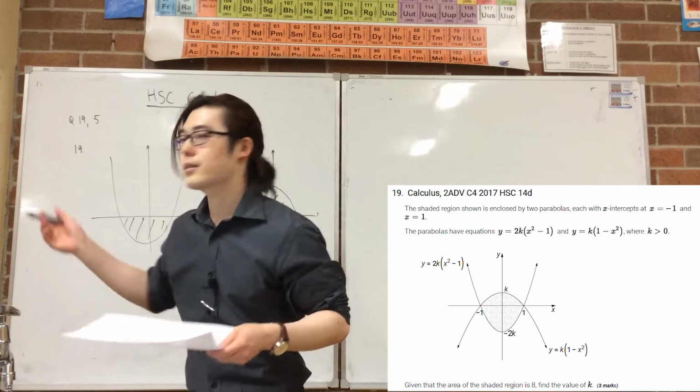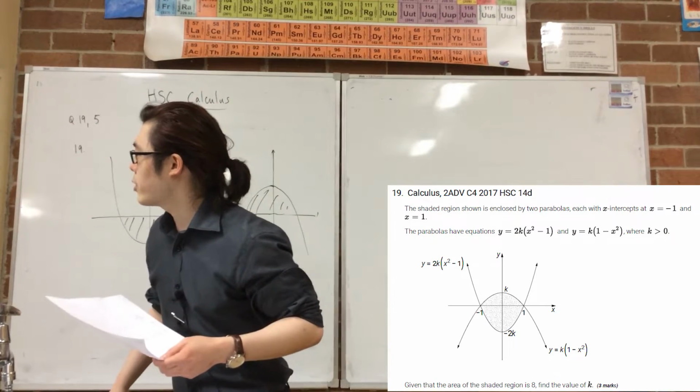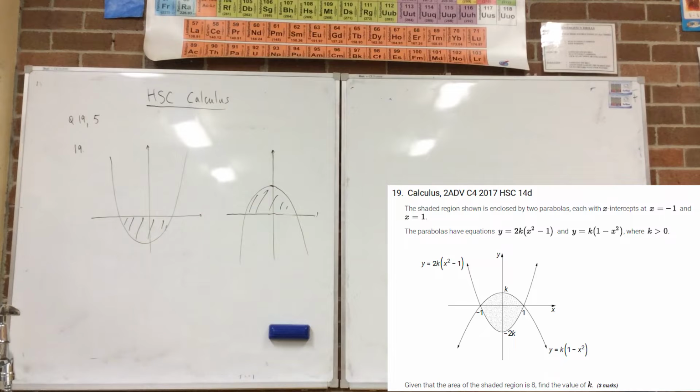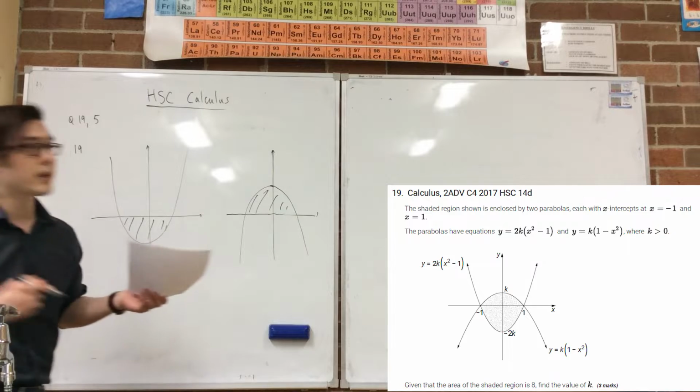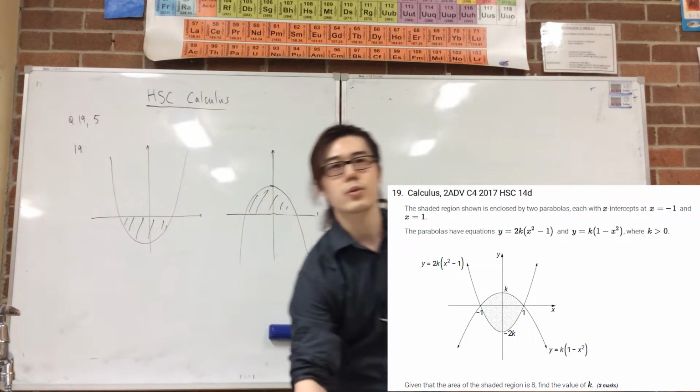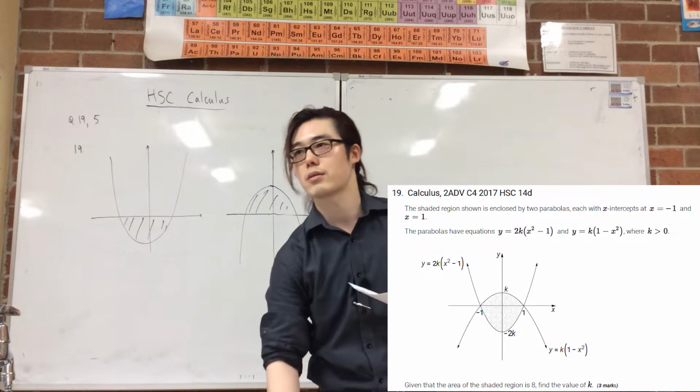Let's have a look in your booklet. If you find those two shaded areas combined, they've given you the area is 8. They want you to find the value of k, so we're working backwards. Okay? Now, the reason why I want to go through this question is there are two ways to do this.